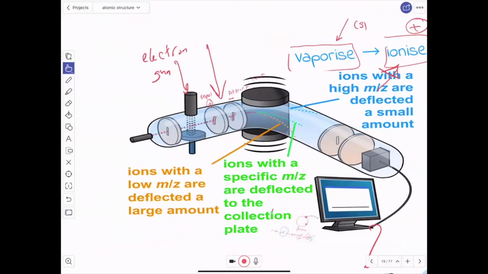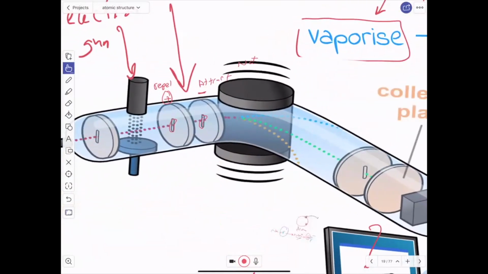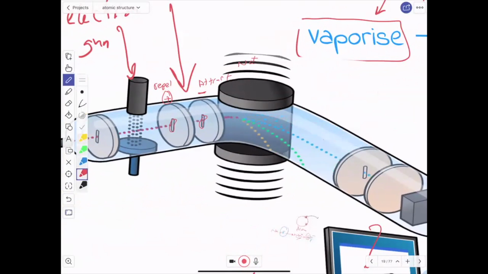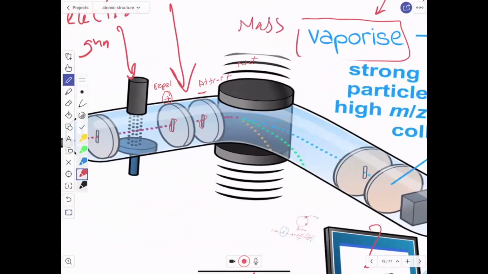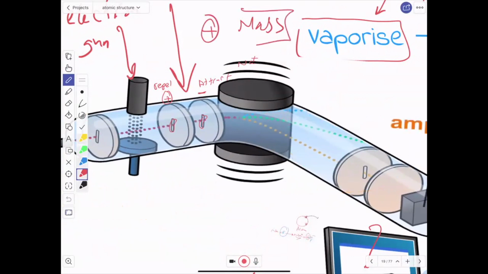Now, the degree of deflection is something to worry about. What will determine how much deflection my sample will have? The degree of deflection will depend really on the mass. All of my particles have 1+ ion. If the mass of one of the species that are running here is heavier, it will deflect less. If it's lighter mass, it will deflect more.